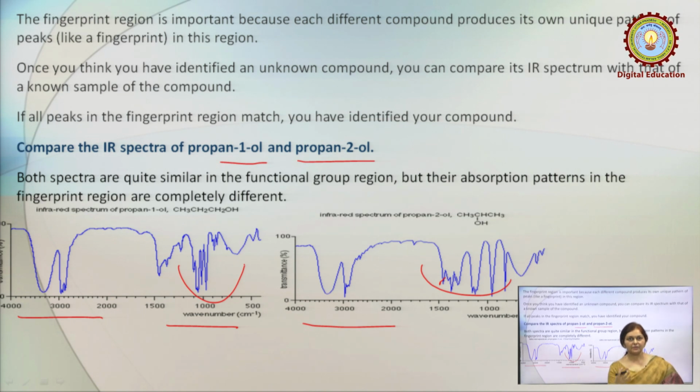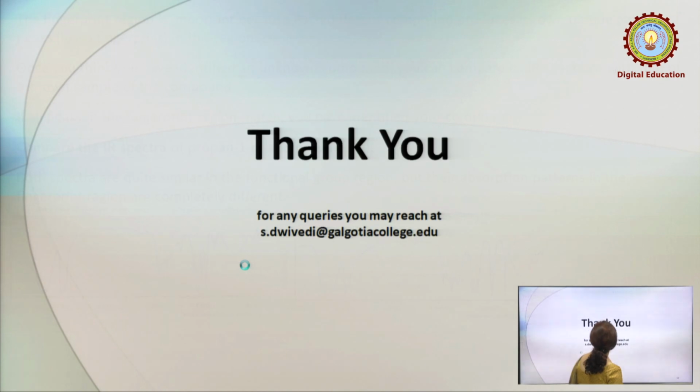Like the fingerprint of one person does not match that of another person, in the same way the absorption frequencies of one compound do not match those of another compound unless the compound is the same. The same compound run in the same sample gives the same spectra, but different compounds give different absorption frequencies, and we can easily identify the compound by going through the fingerprint region.